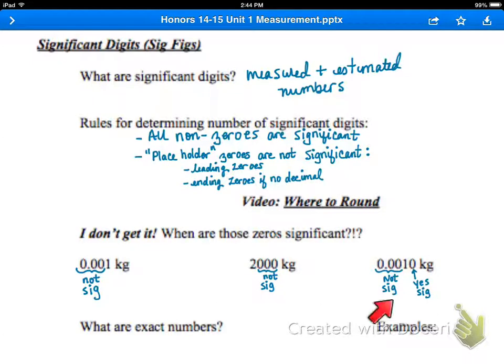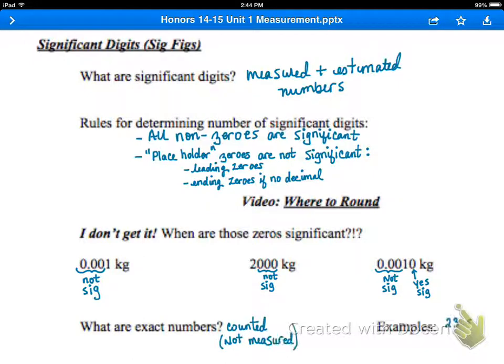This one's a little bit more complicated. The leading zeros are not significant, but the ending one is, because it comes after a decimal. It ends, and there is a decimal in the number. So this number has the 1 and the final 0, so it has two sig figs.